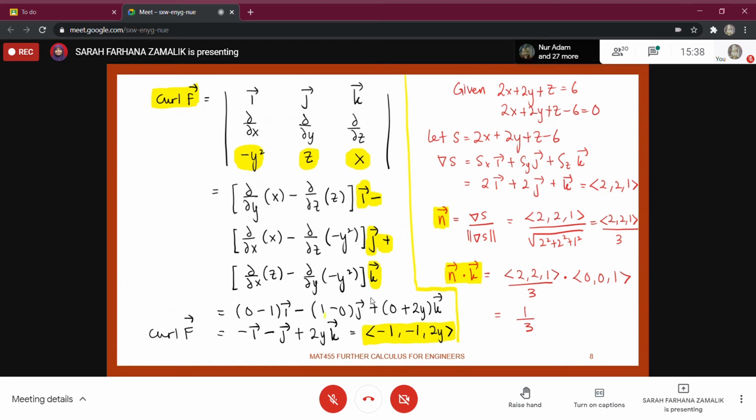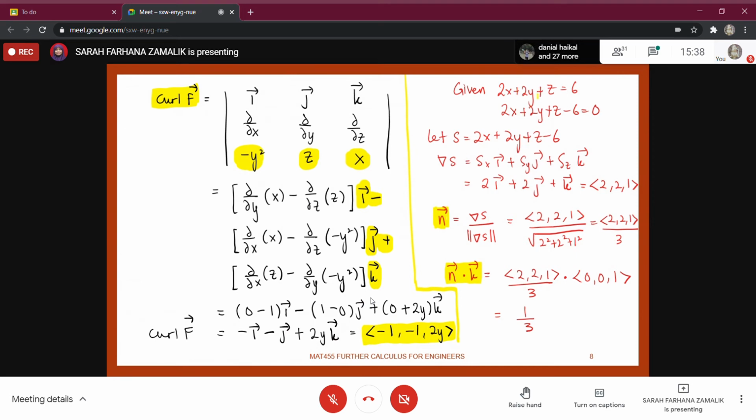Negative 1 is the component vector for I. Negative 1 is the component vector for J. 2y is the component vector for K. Make sure awak kira ni betul. Minus plus je kat sini komponen dia. 0 minus 1 is negative 1. So minus 1j which is minus j plus 0 plus 2y which is 2y K. So that is for your curl F.